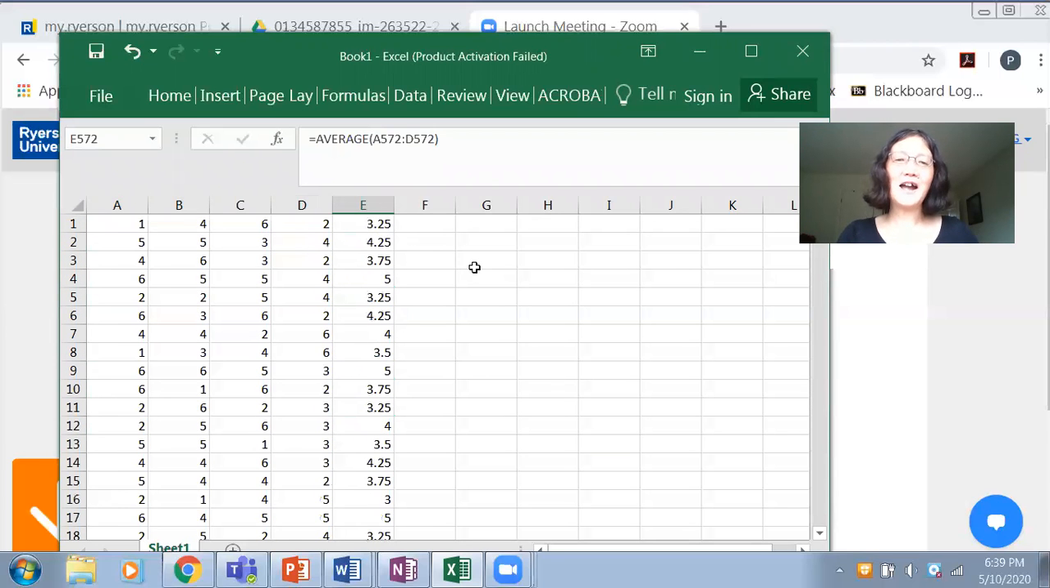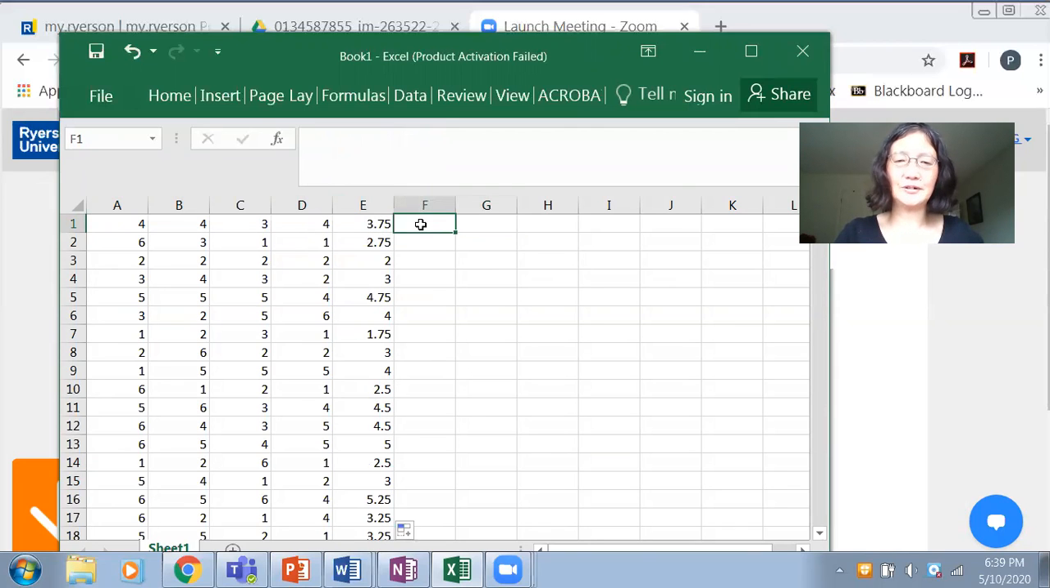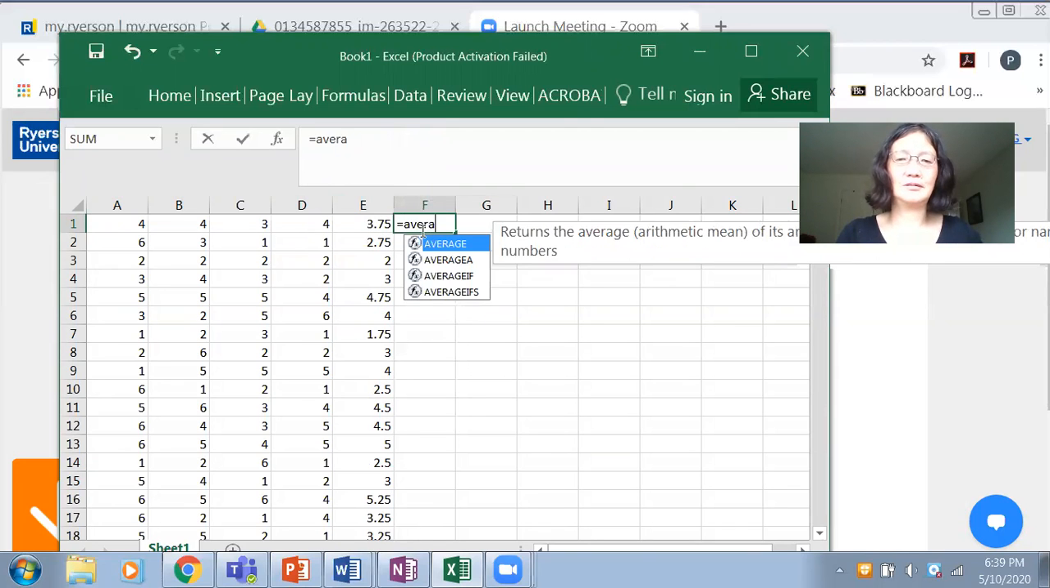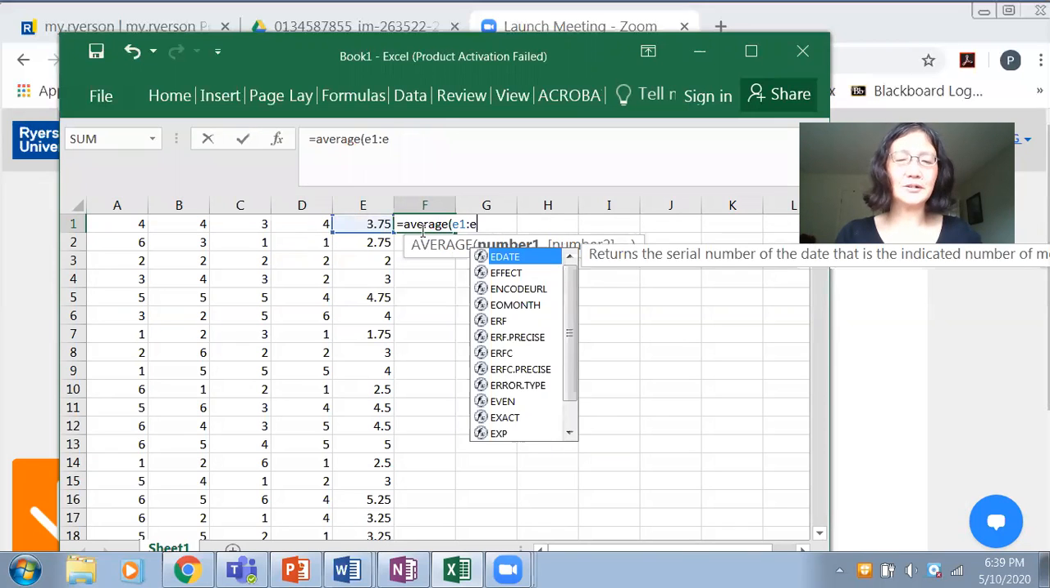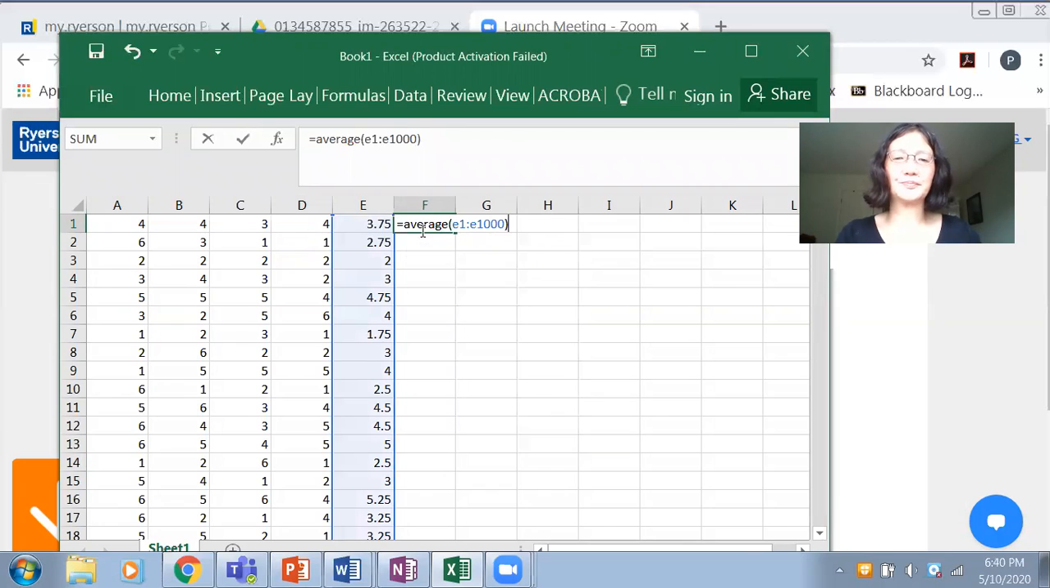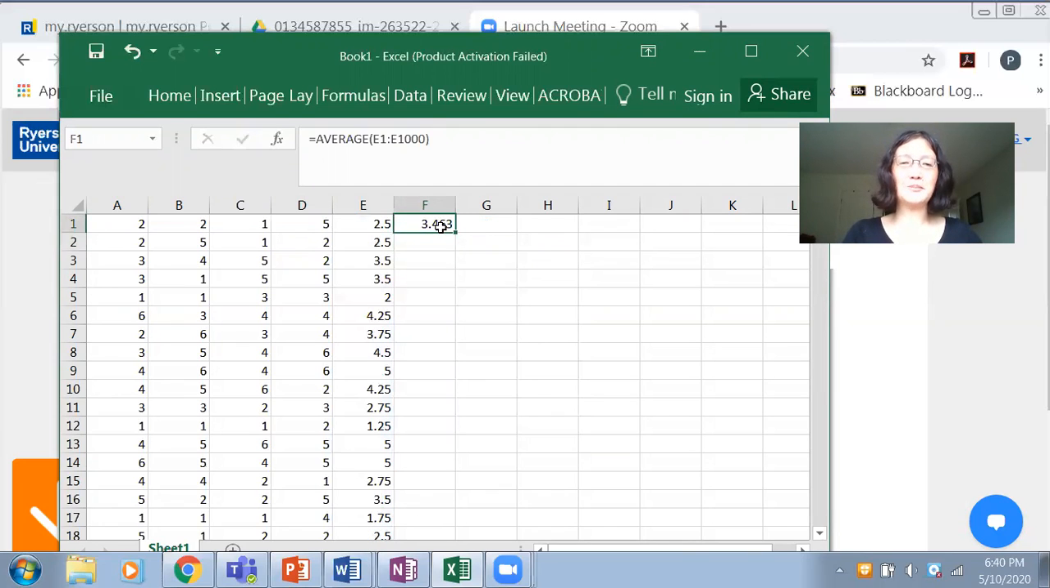Now you do the average of the averages. What is the average of those 1,000 numbers? So you do equal AVERAGE, from E1 to E1000. And this is the number you get.